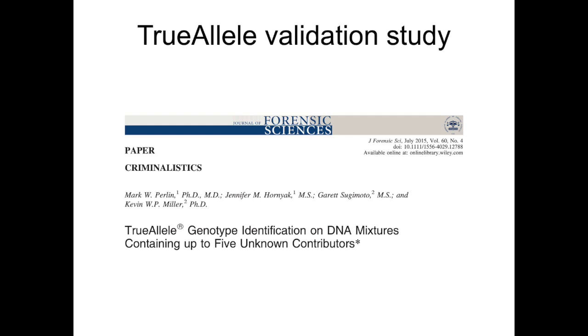Again, the attack was on this paper we wrote with the California lab. Kevin Miller was the director at the time, and Jennifer, who gave the talk, is another co-author. This paper was published 10 years ago. It was the first paper that showed that you could reliably separate DNA mixtures of up to 5 unknown contributors. TrueAllele is still the only system that does that routinely.